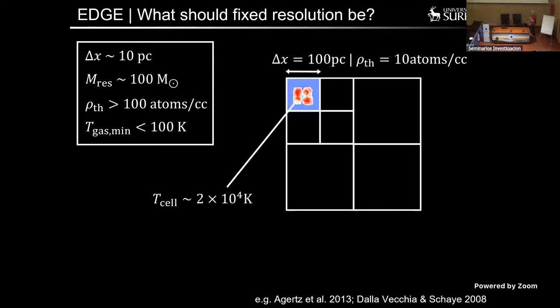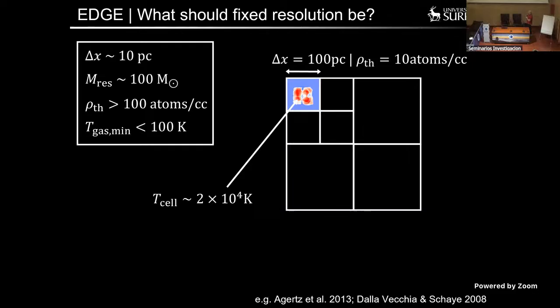Because if you do the sort of back of the envelope math and say, okay, I'm going to take 10^51 ergs, typical supernova energy, and smear it over a cell at this density, and it's an ideal gas, then you get a cell temperature of a couple times 10^4 Kelvin. Why is that interesting? Well, that's very close to the ionization temperature of hydrogen, right? It means that hydrogen gas can cool incredibly efficiently at this temperature through atomic line transitions.